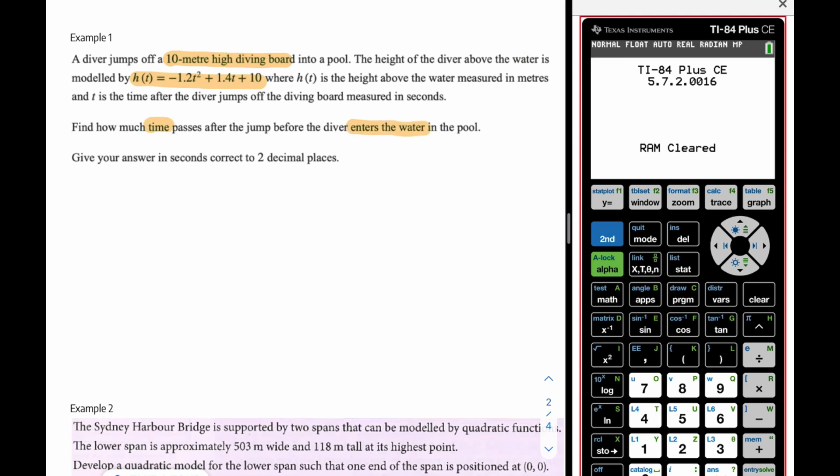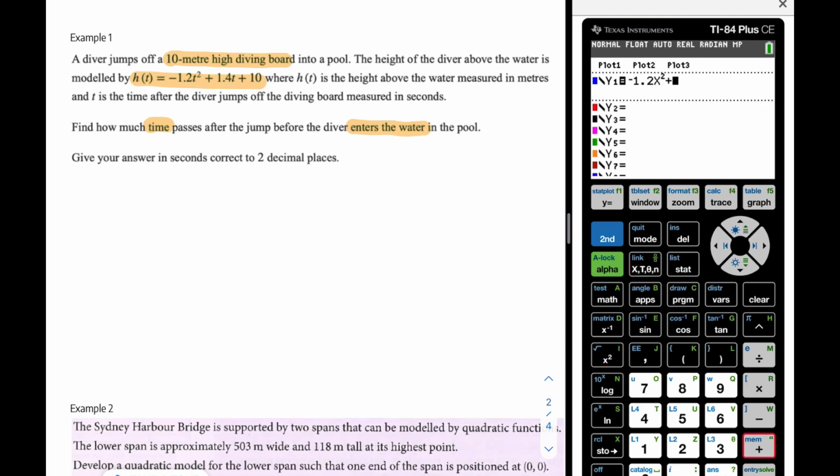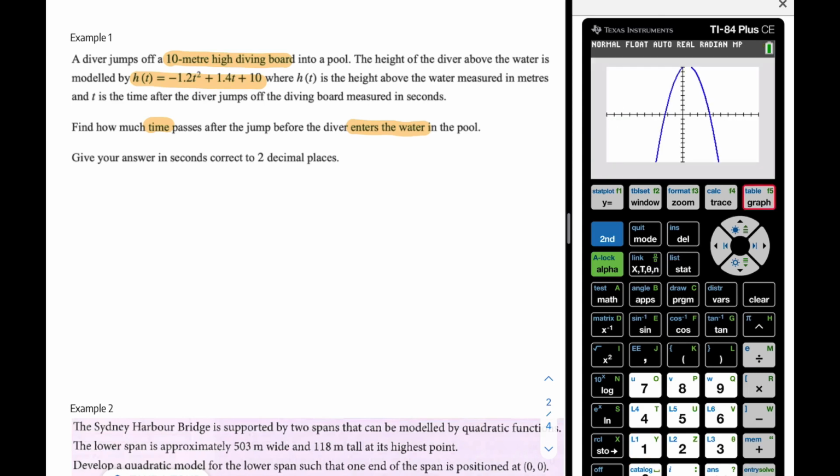So first thing, if you're given a function, you have to make sure that we put it into our calculators. So in our calculator, we're going to put our function. We have negative 1.2 x squared plus 1.4 x, and then plus 10. We click on enter, and then we can graph it.